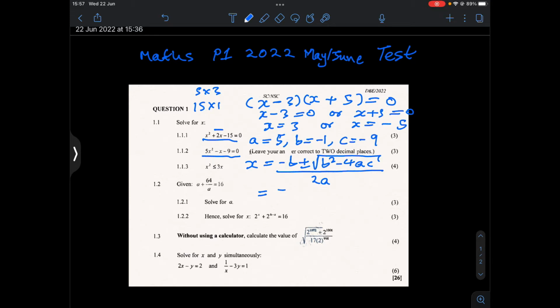That's negative b, which is negative 1, plus or minus the square root of negative 1 all squared minus 4, a is 5, c is negative 9, all divided by 2a, which is 5.